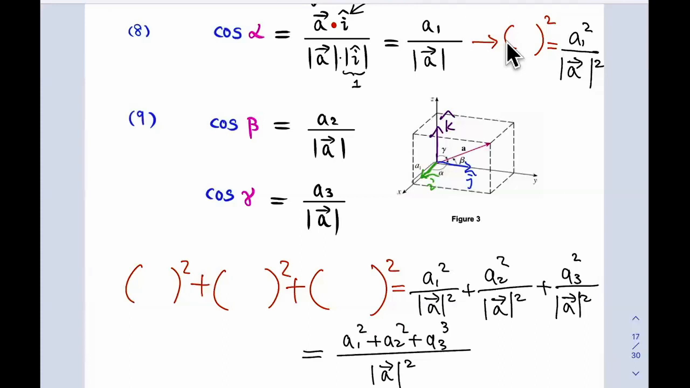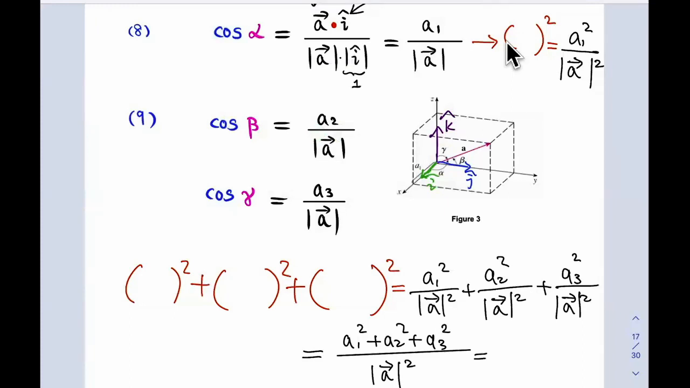My handwriting is not good. Let's see. But what's A1 square plus A? Oh, I put a Q here. I'm glad that you pay attention to all the detail. Okay, great. That's participation. Okay, square, yes.